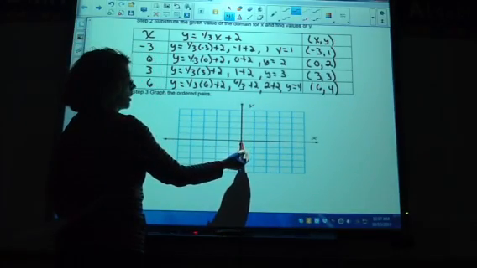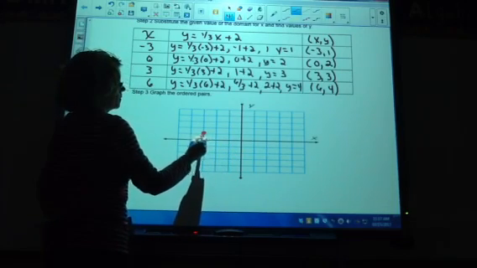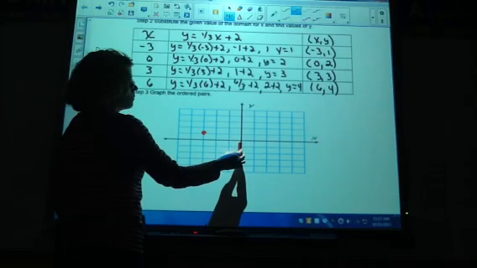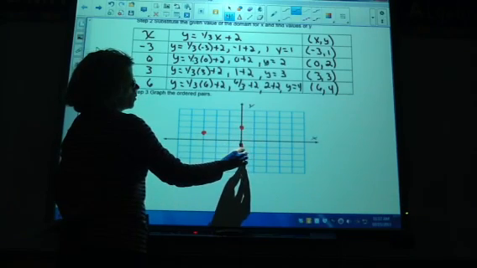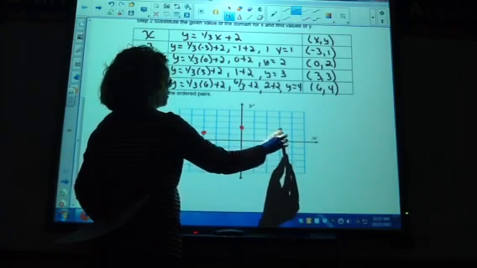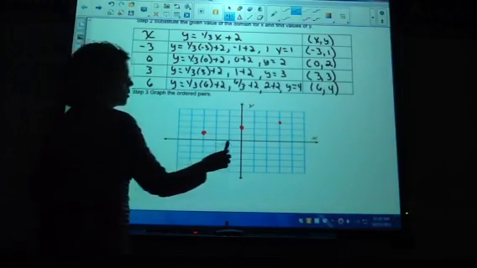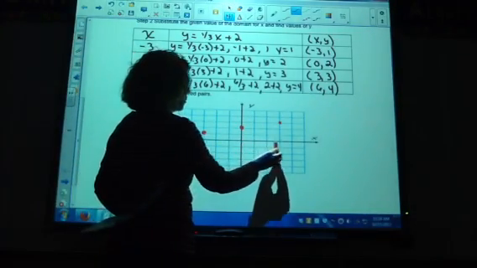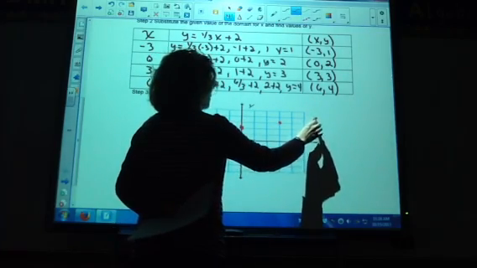So our first ordered pair is negative 3, positive 1. Second one is 0, positive 2. Third one is 3, positive 3: 1, 2, 3. And our last one looks like it's going to go off the chart. 1, 2, 3, 4, 5, 6. 1, 2, 3, 4. It's going to be about right there.